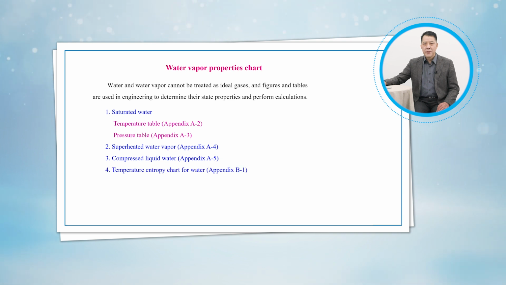4. Temperature entropy chart for water is shown in Appendix B1. 5. Enthalpy entropy chart for water, or Mollier diagram, is shown in Appendix B9.